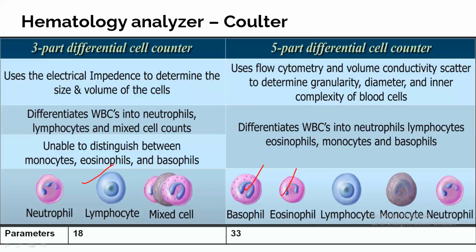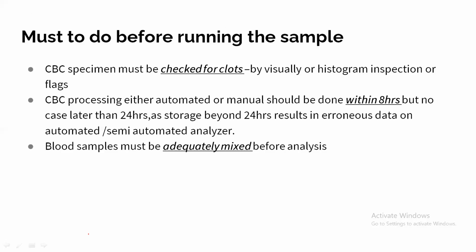Of course, the 5-part machine is a little expensive to manage, and its maintenance takes a little extra cost for the lab, but it will give a lot of information, almost 33 parameters, whereas the 3-part machine will give only 18 parameters. Why are these things important for us? Because as a physician, if you don't know what the machine is giving and are not able to understand it, your interpretation is not correct, and we might not be labeling the patient's diagnosis appropriately.